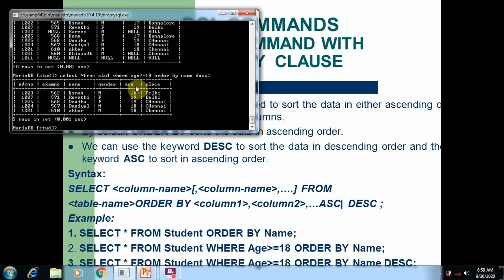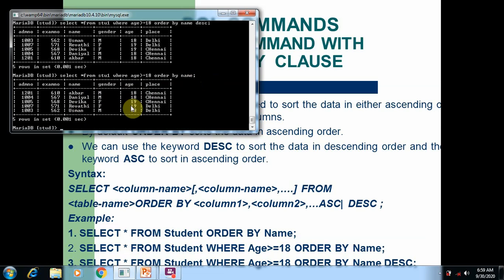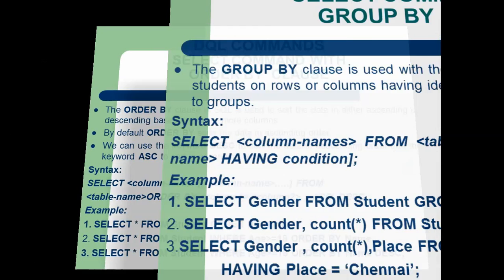Here you can see only the 18 and above aged students are displayed, and based upon their name field they are sorted in descending order. In the same way, if you want to display the same records in ascending order, then remove the DESC keyword from the command. Now you can see only age 18 and above students are displayed, and their records are sorted by the name field in ascending order. So this is the second class called order class.